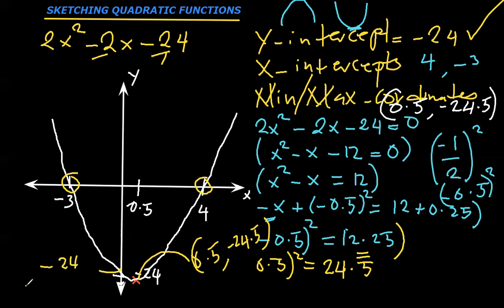Now, you can easily tell if it's going to form a maximum or a minimum point, and this is how you do it. If the coefficient of x squared is positive, as it is here, it forms a minimum point. But if the coefficient of x squared was negative, then our graph would have formed a maximum point. All right. So that's how you sketch a quadratic function. Okay, that's how you sketch.